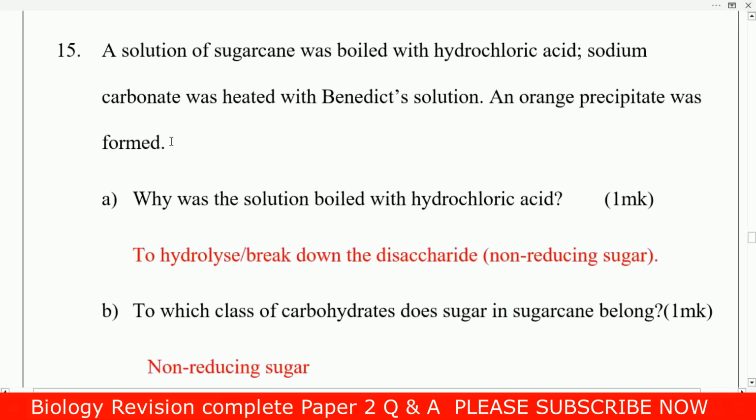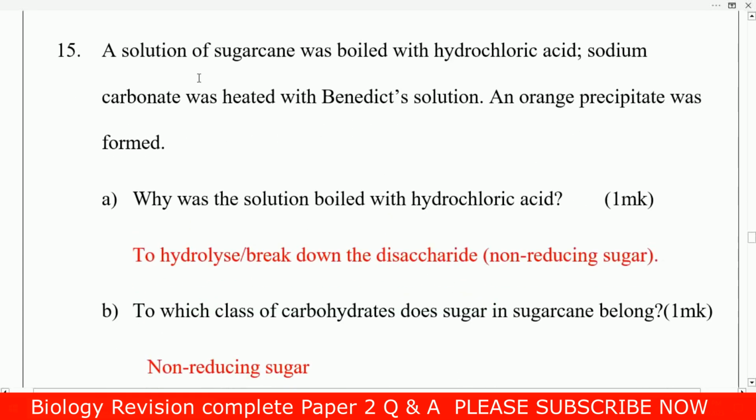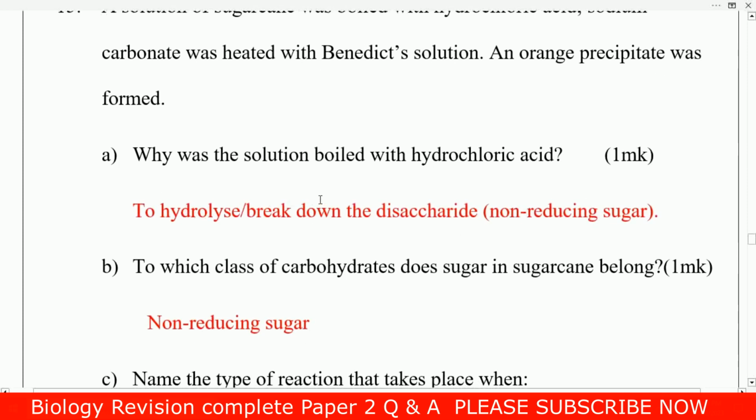Question number 15. A solution of sugarcane was boiled with hydrochloric acid. Sodium carbonate was added, then heated with Benedict's solution. An orange precipitate was formed. Why was the solution boiled with hydrochloric acid? This question, they keep on repeating it, so it is good for you to master it. This is to hydrolyze or break down the disaccharides, that is non-reducing sugars.